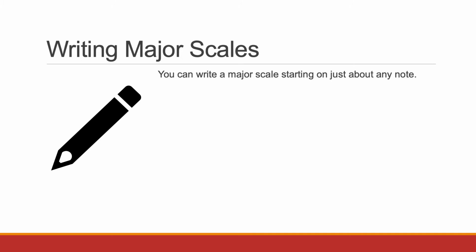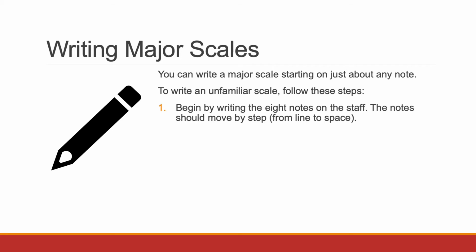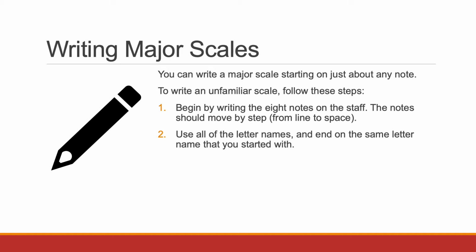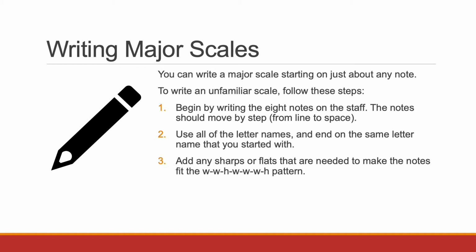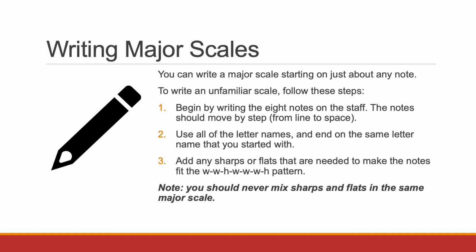Writing major scales. You can write a major scale starting on just about any note. To write an unfamiliar scale, follow these steps. Begin by writing the 8 notes on the staff. The notes should move by step from line to space. Use all of the letter names and end on the same letter name that you have started with. Add any sharps or flats that are needed to make the notes fit the whole half pattern. Note, you should never mix sharps and flats in the same major scale.